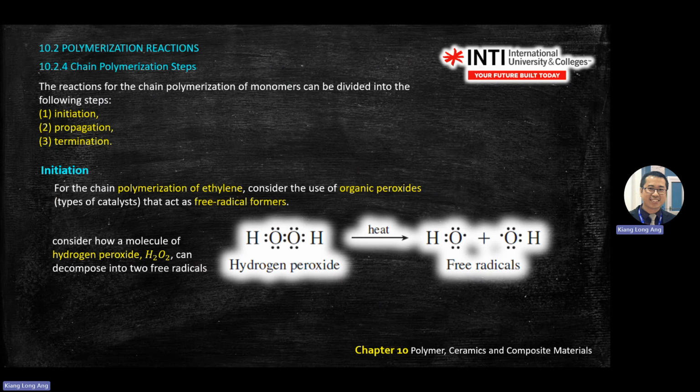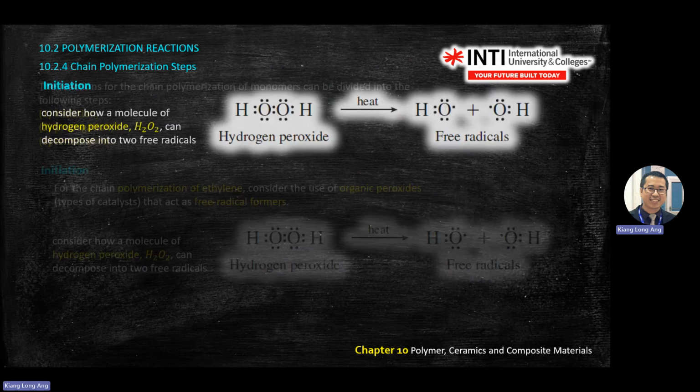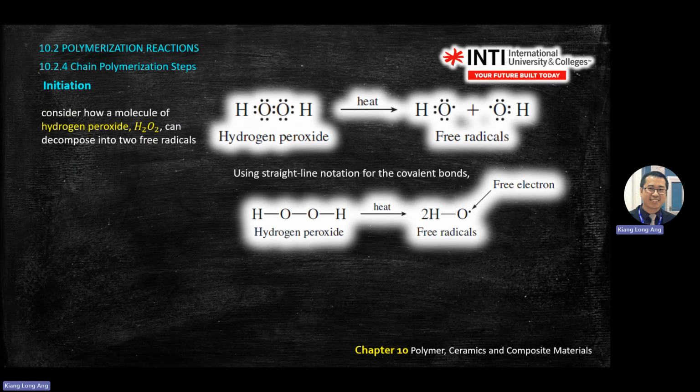You need to break. For example, polymerization of ethylene, consider use of peroxide as catalyst. So peroxide, H2O2, looks like this. When you heat it up, you break into HO and OH. Then you write the hydrogen peroxide, these 2 dots become 1 dash. You heat it up, it becomes 2 HO with the free electron here. There's 1 extra electron here. So this is called a free radical.